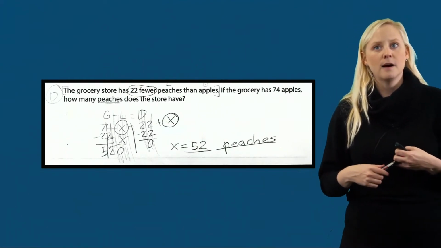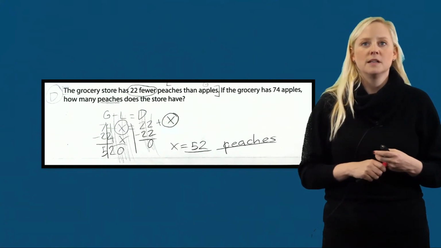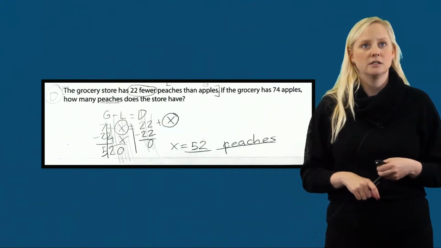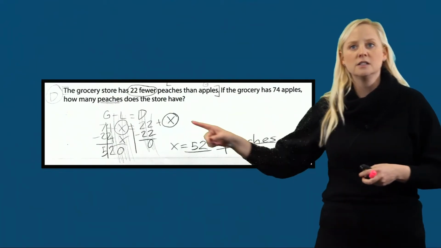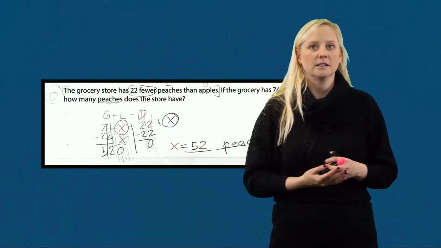Here the student read the problem. Let's read it together. The grocery store has 22 fewer peaches than apples. If the grocery has 74 apples, how many peaches does the store have? You can see the student underline the label, peaches, in the question sentence because that's what it's asking us about.